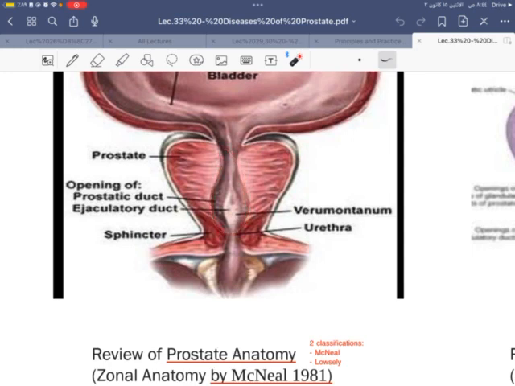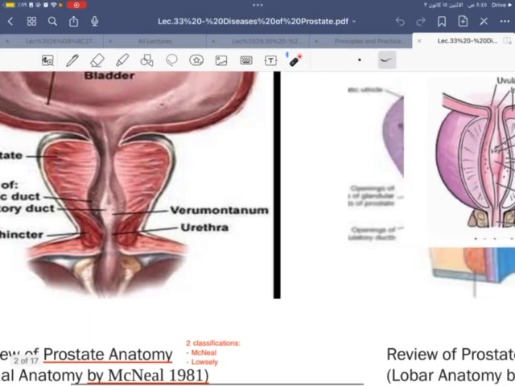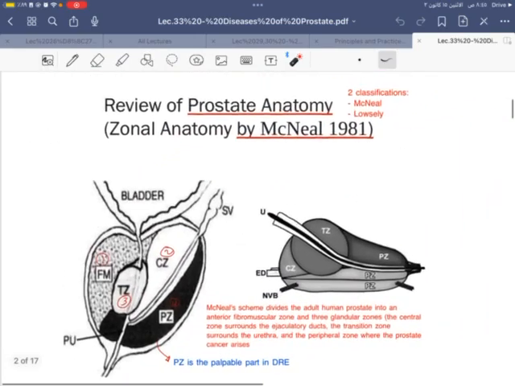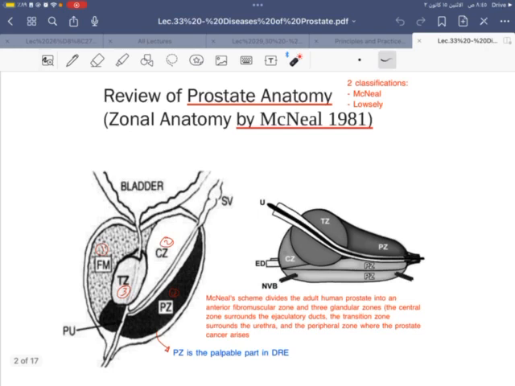These are the lobes of the prostate. This is the membranous urethra, as I said. What about the review of prostate anatomy? We have two classifications. Based on the zonal anatomy, by McNeal in 1981, the prostate is classified into the anterior fibromuscular zone, the transitional zone just around the urethra, periurethral from its name, and the central zone, which the ejaculatory duct traverses, and this is the peripheral zone where prostate cancer arises.